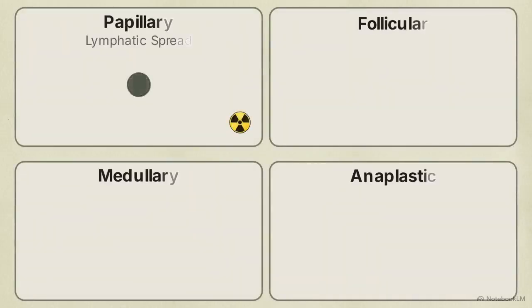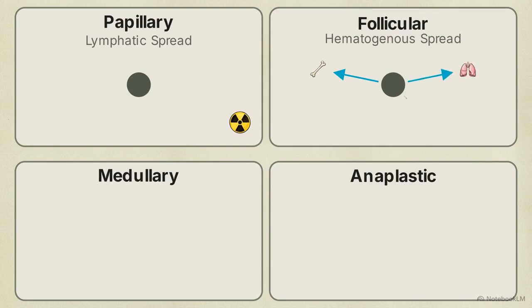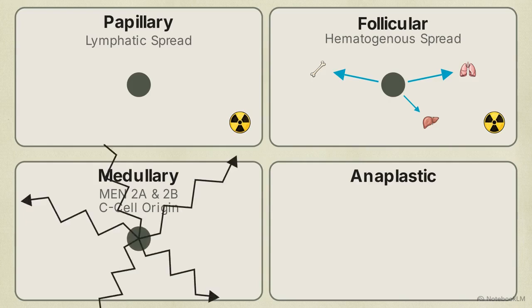Follicular carcinoma, the second most common subtype, prefers hematogenous spread, traveling through the bloodstream to establish metastases in the bones, lungs, and liver. Like papillary carcinoma, it responds well to targeted I-131 therapy. Medullary carcinoma is associated with the genetic MEN2A and 2B syndromes. It tends to aggressively invade local structures and spread through both lymphatic and hematogenous routes. Because it originates from parafollicular C cells rather than thyroid hormone-producing cells, it cannot absorb iodine-131.